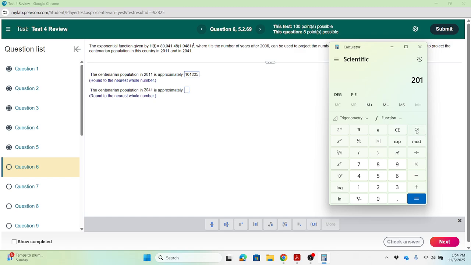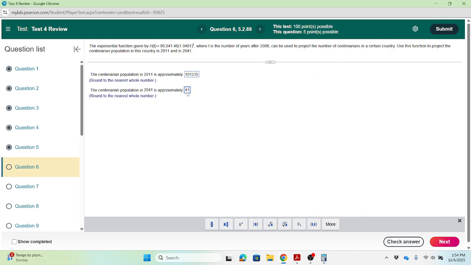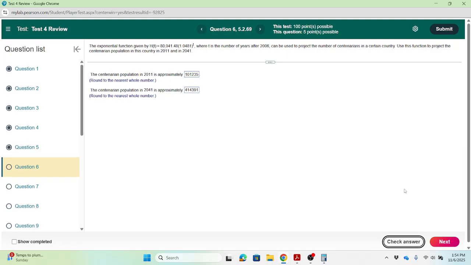2041. How many years are there? 2041 minus 2006. That's 35 years. Okay, 35 years. So you type the very same thing, 1.048 to the power 35 years, times that number, 80,041.48, and that's 414,391. That's the whole number. That's perfect.